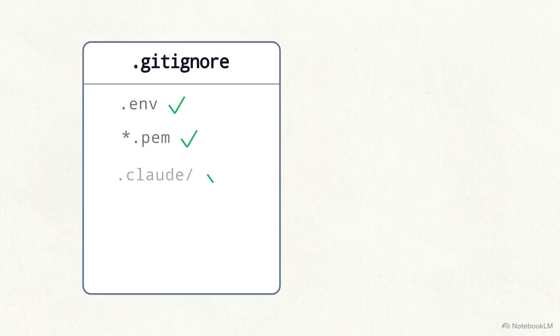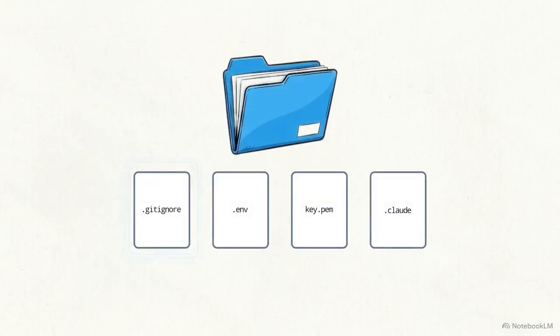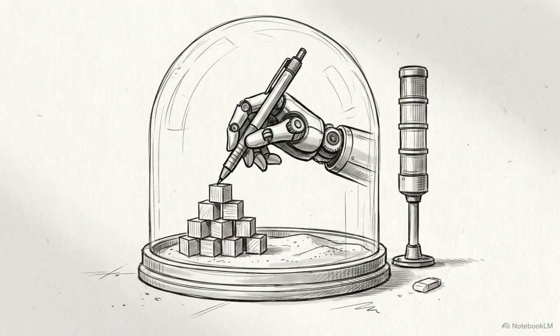Next, your .gitignore file explicitly blocks .env files, .pem keys, and AI cache directories like .claude, so they never get tracked. By combining this physical directory isolation with strict file-level ignore rules, you create a safe sandbox. The AI can operate freely without triggering system alarms or exposing raw secrets.